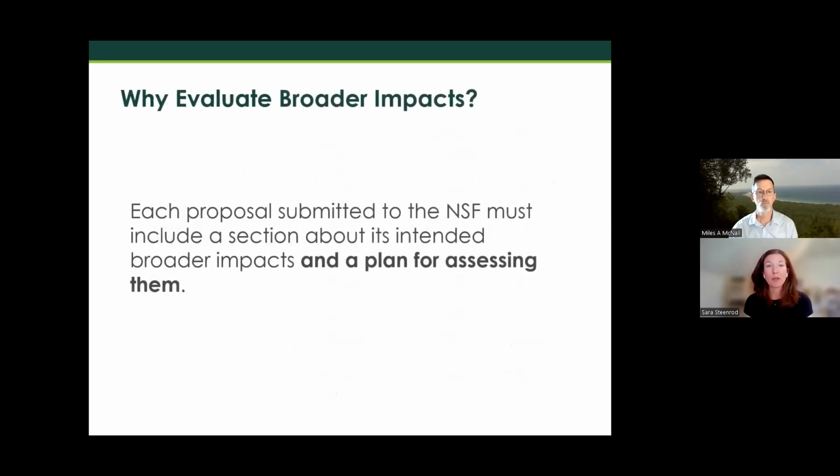So why evaluate broader impacts? Evaluating broader impacts is essential. So NSF states in their PAPPG that every proposal must include a section about its broader impacts and a plan for assessing them. Next slide.